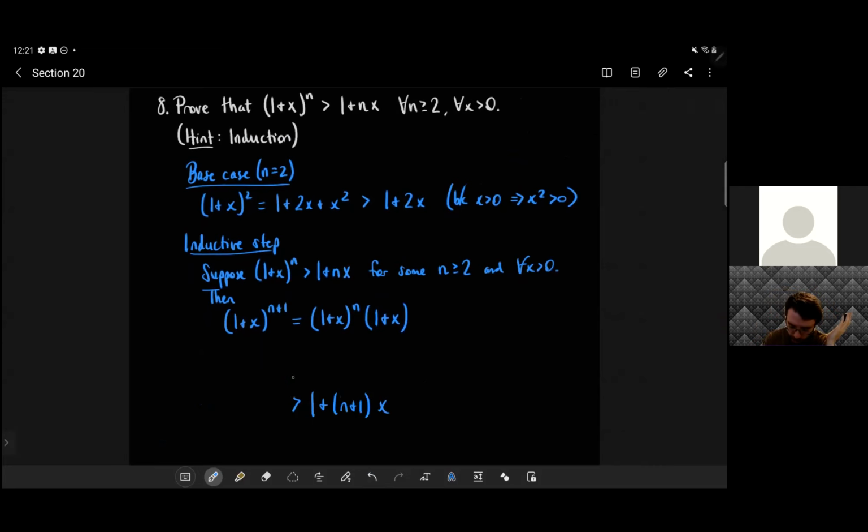Which, I mean, let's work backwards a little. That's the same as 1 plus nx plus x. Right, just distributing that x through. And how could I get there? Well, I'm supposing at least this term is greater than this term. Ooh, so that looks nice, right? And then what about this x?